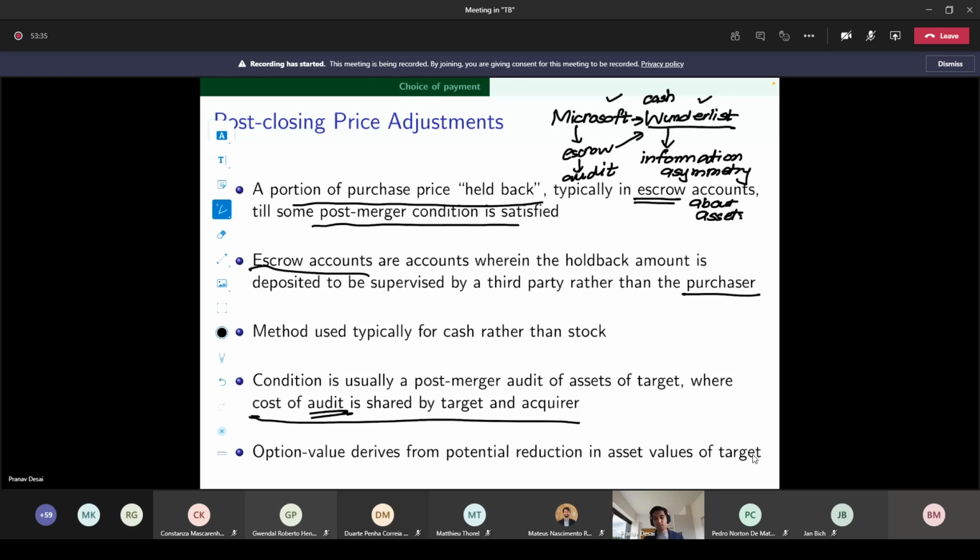And one dimension where the target, Wunderlist in this case, is actually being protected is whereby the amount is being transferred to a third party, which ensures that the payment is made through should Wunderlist be honest about the amount. So this is the first type of option that you can embed into payment, and this typically comes into action once the actual payment or the deal has been struck.